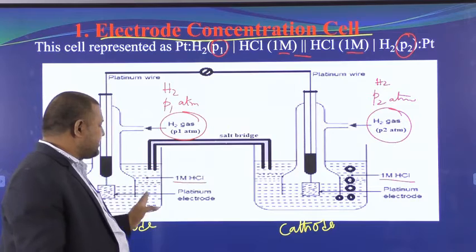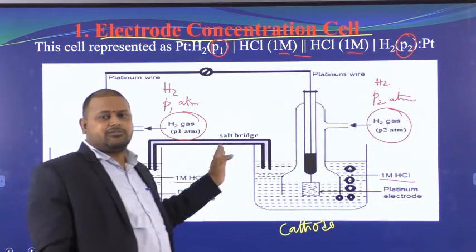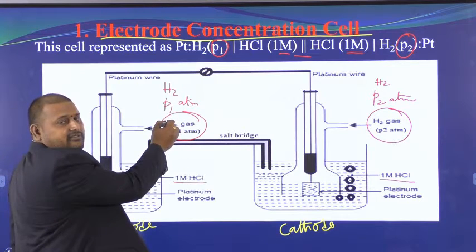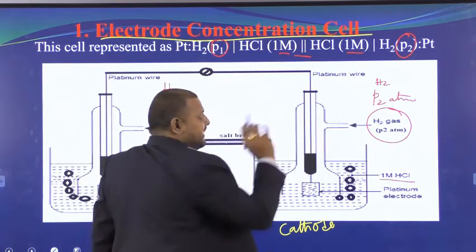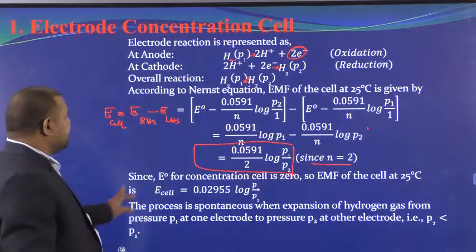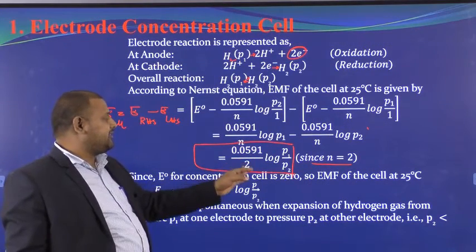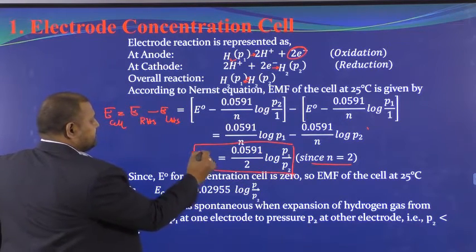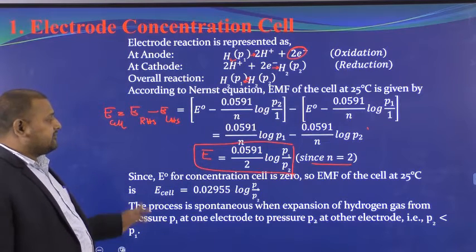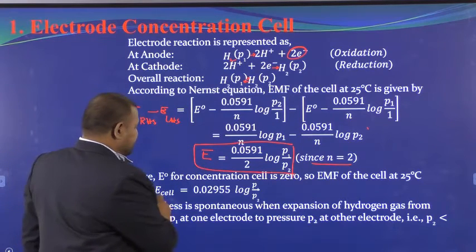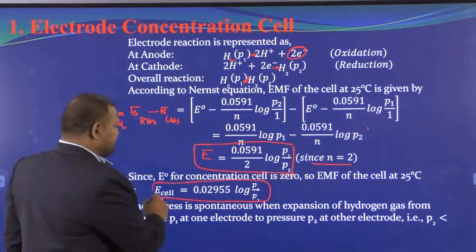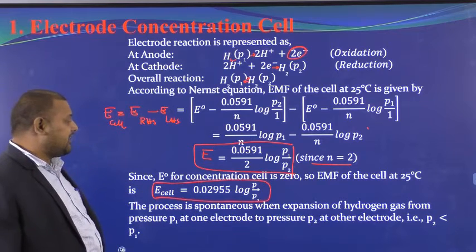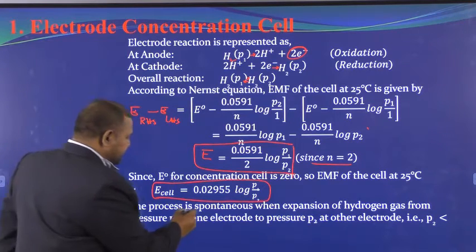This is also a standard hydrogen electrode. Two electrodes we have taken, but I have simply changed only the pressure at the electrode, P1 at the anode and P2 at the cathode. That resulted in an EMF of 0.0591 by 2 into log of P1 by P2. This is the EMF of the cell. Clear? So generally we take it as E cell is equal to 0.02955 into log of P1 by P2. That's all.